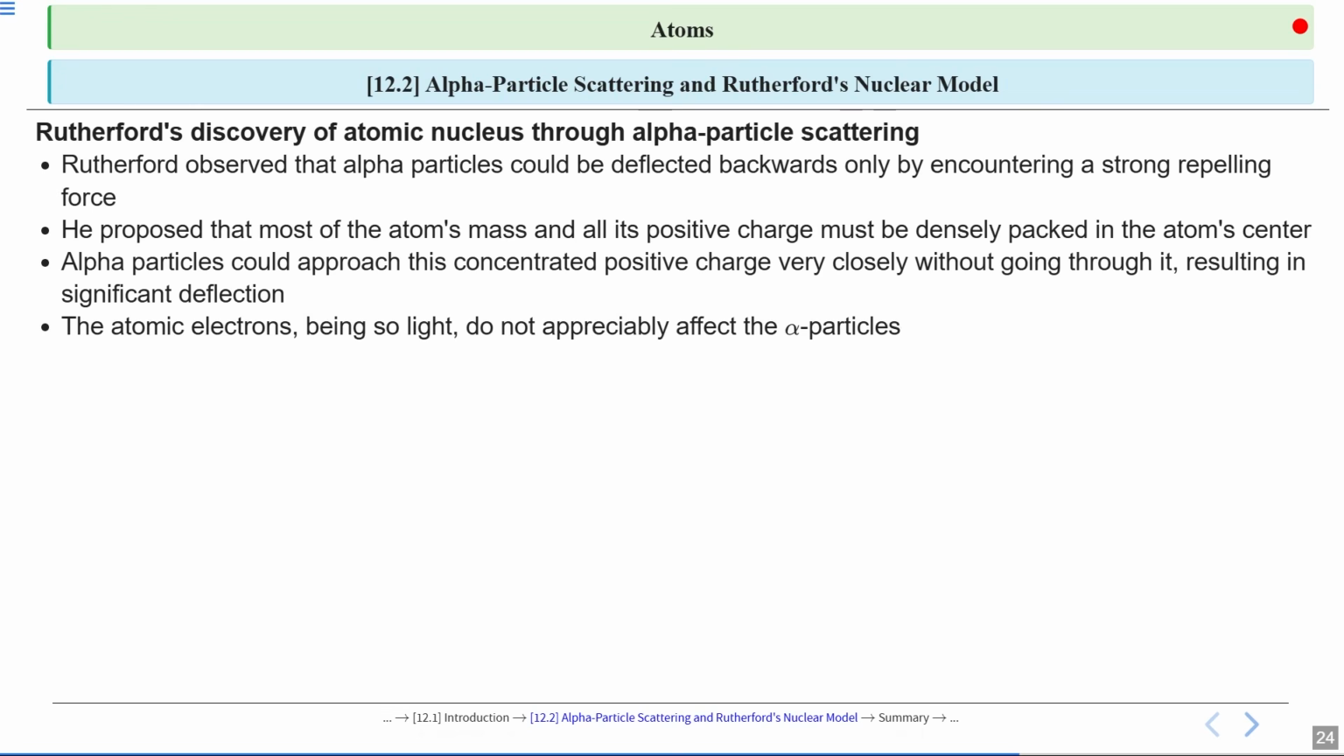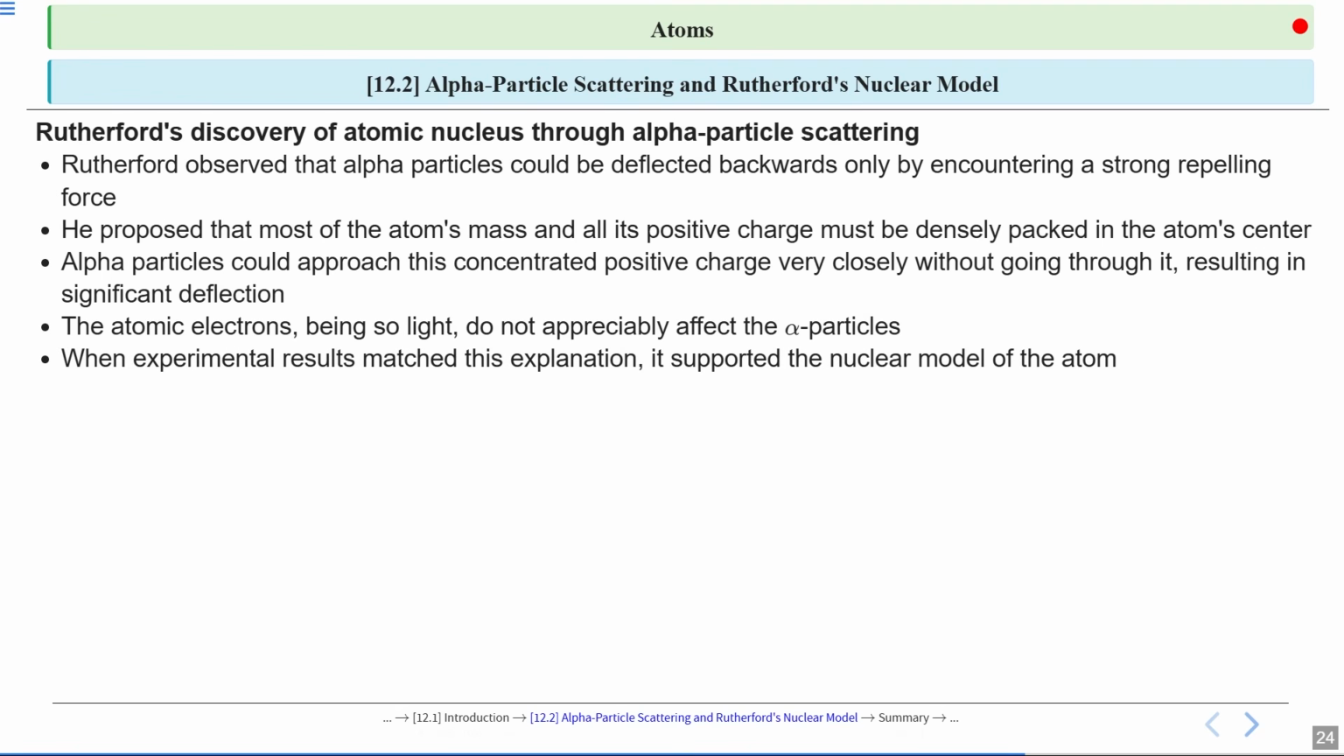It's important to note that atomic electrons are much lighter than alpha particles. Because of this, electrons don't significantly affect the path of the alpha particles during the experiment. The main interaction is between the alpha particle and the massive positively charged nucleus.